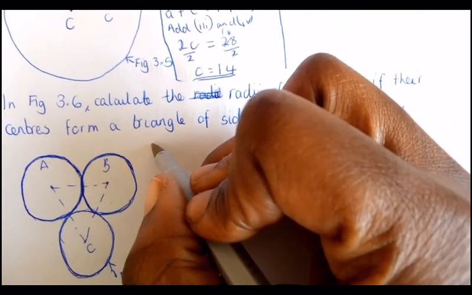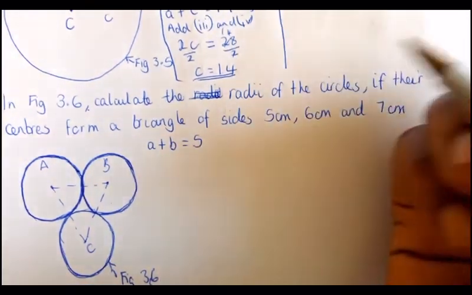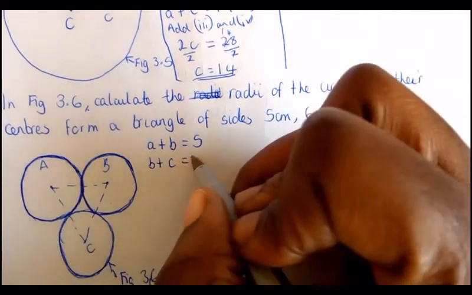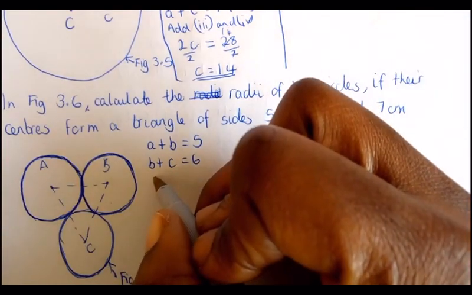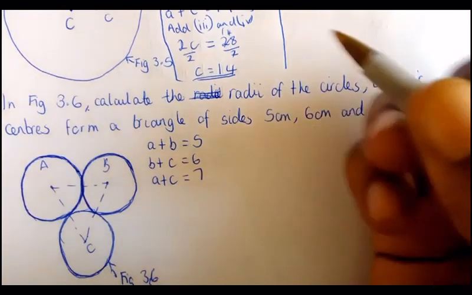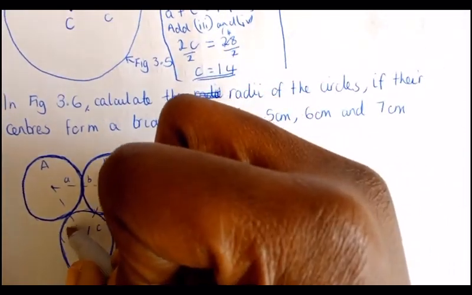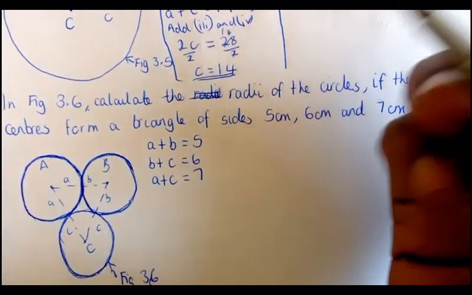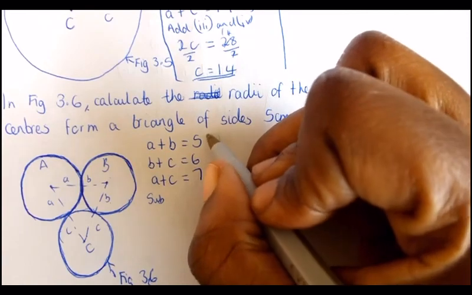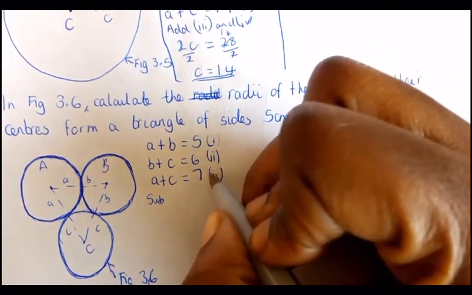So we know that the radius of A plus the radius of B is equal to 5 centimeters. And the radius of B plus the radius of C is equal to 6 centimeters. And the radius of A plus the radius of C is equal to 7. This is A, B, this is B, C, this is C, A, like this. So the first thing that we do is label these equations. This is 1, this is 2, and this is 3, like this.